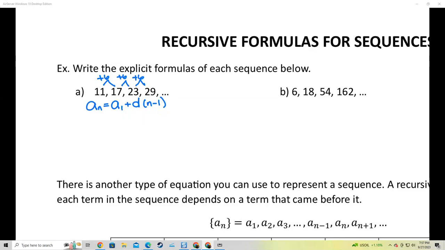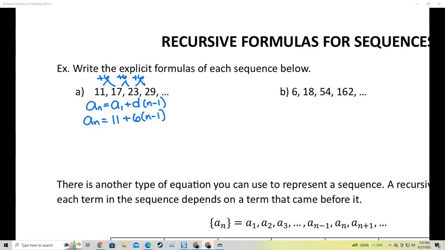Now that I have that, I'm just going to start substituting my values. To get the nth term, I need the first term, which is 11. And I'm going to add to that my common difference, which in this case is 6, times n minus 1. And that is the explicit formula for the arithmetic sequence.